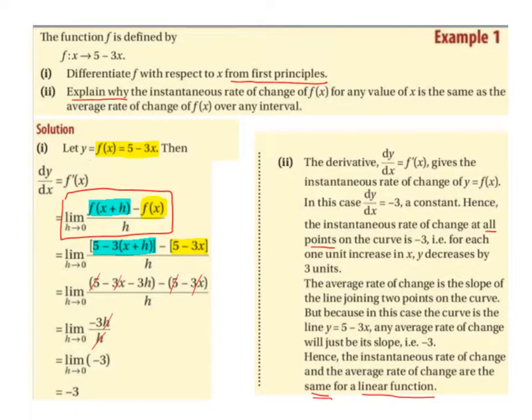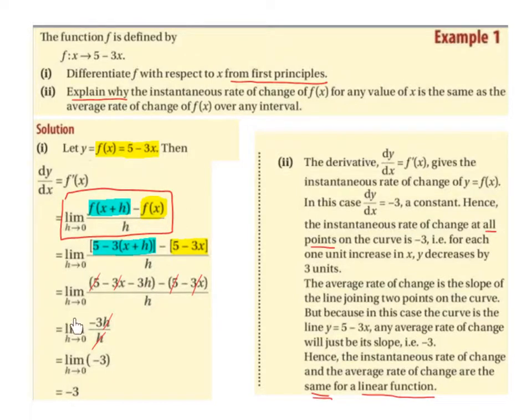Next we're going to multiply out our brackets. So we bring down the 5, minus 3 by x is minus 3x, minus 3 by h is minus 3h. Then we bring down the minus and the 5 minus 3x in brackets. And again, that's all divided by h. At this point, you can multiply the minus into the brackets. So minus by 5 is minus 5, and minus by minus 3x is positive 3x. Or you can just start to cancel out straight away. So 5 minus 5 will cancel, and minus 3x plus 3x will cancel. So you're left with minus 3h over h.